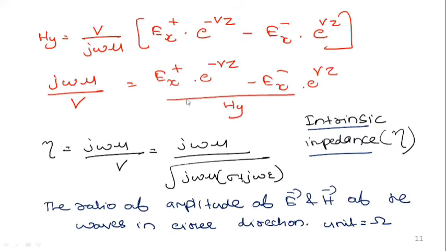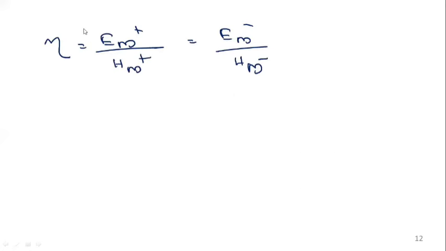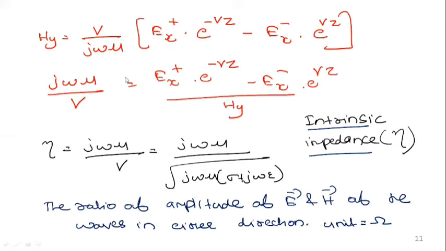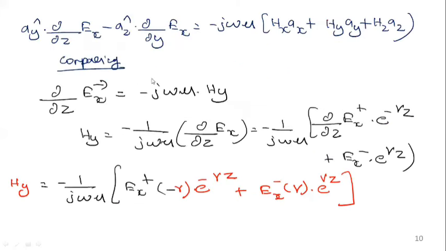So now you can see what I have taught you. Intrinsic impedance eta is equal to Em plus by Hm plus. Instead of giving it directly, I have just shown you how we arrive at that conclusion. This is the intrinsic impedance, and this is how we arrive at it. This derivation to find intrinsic impedance is not an important examination point. You can write it directly.